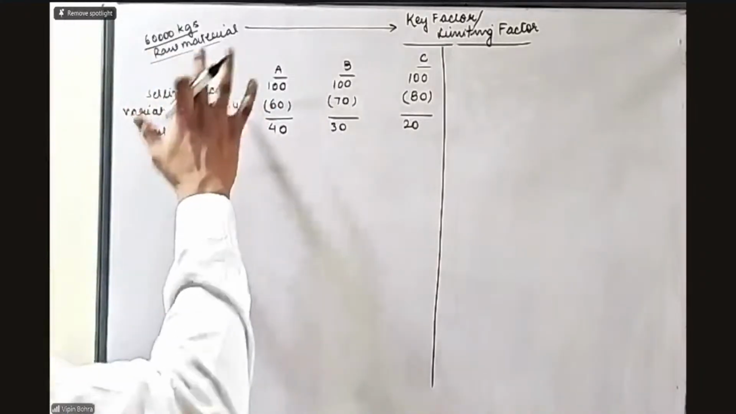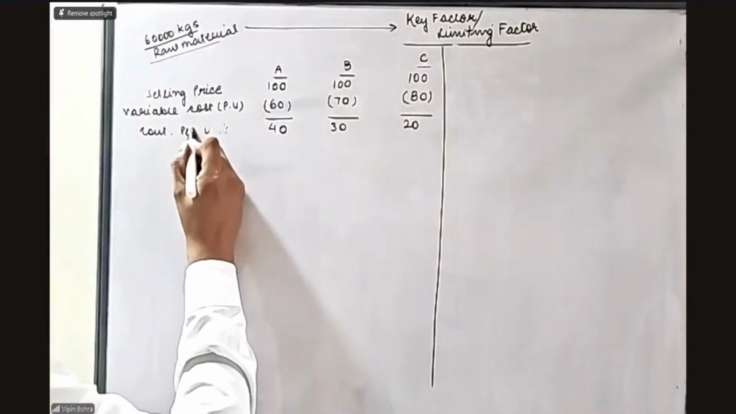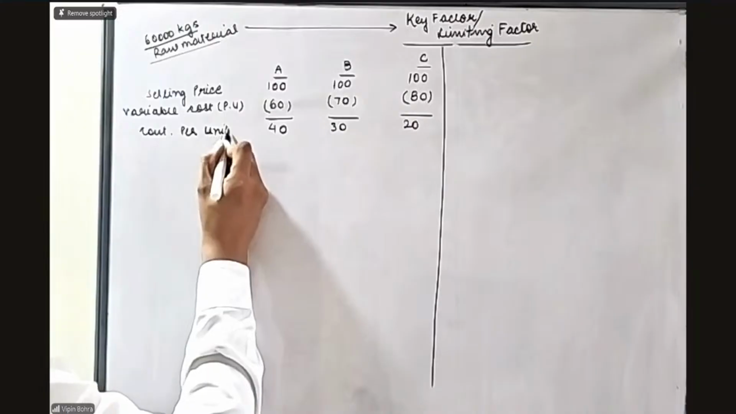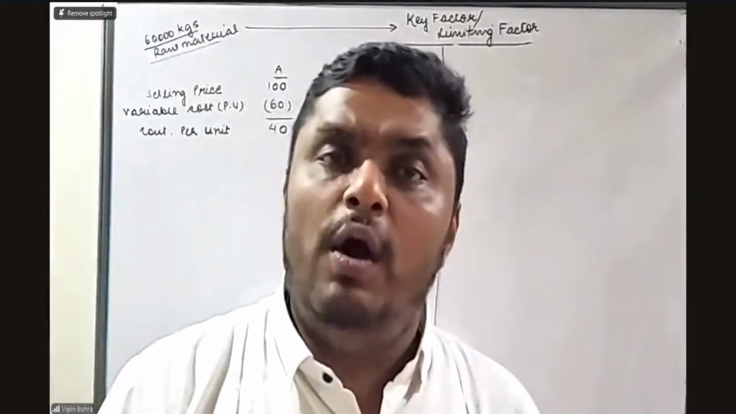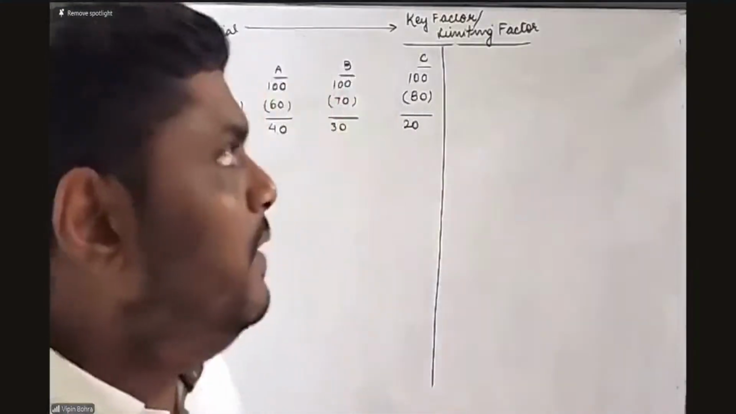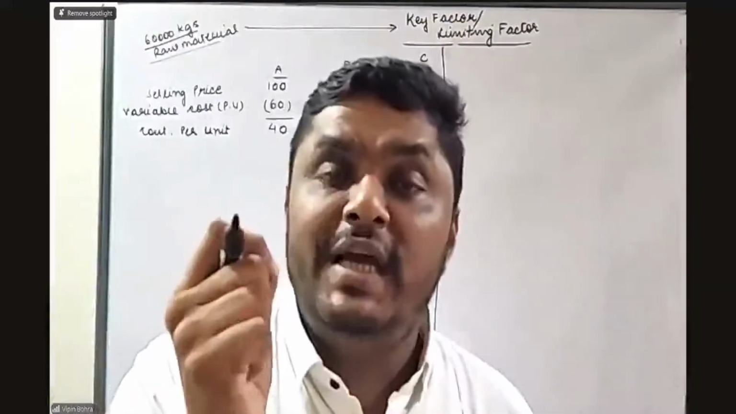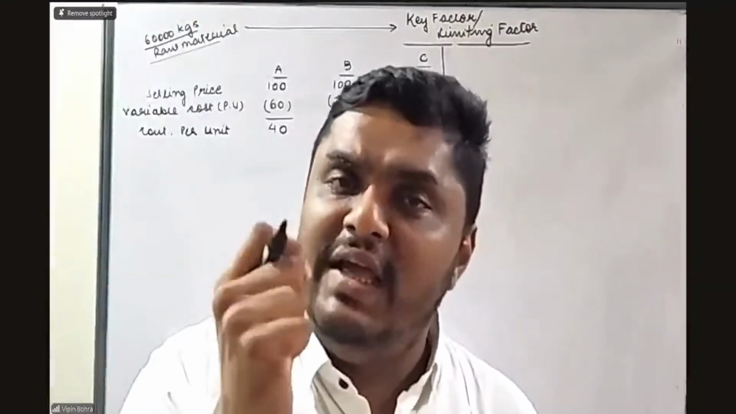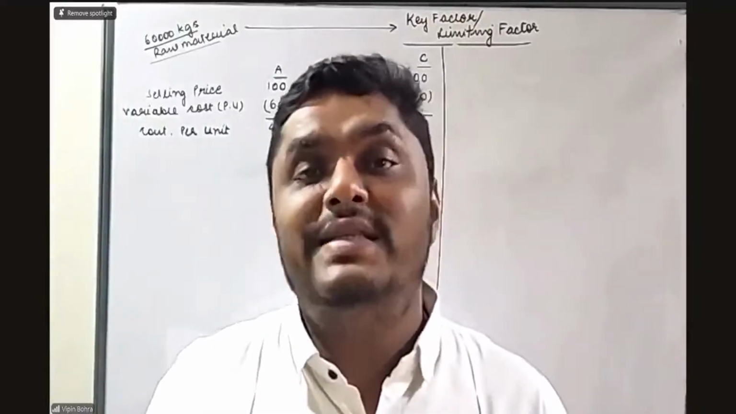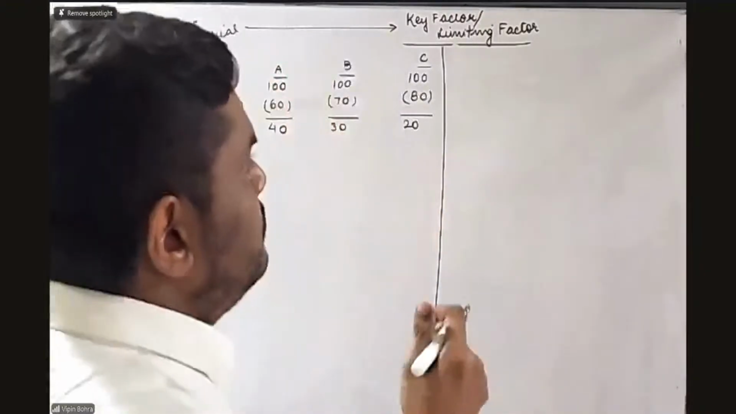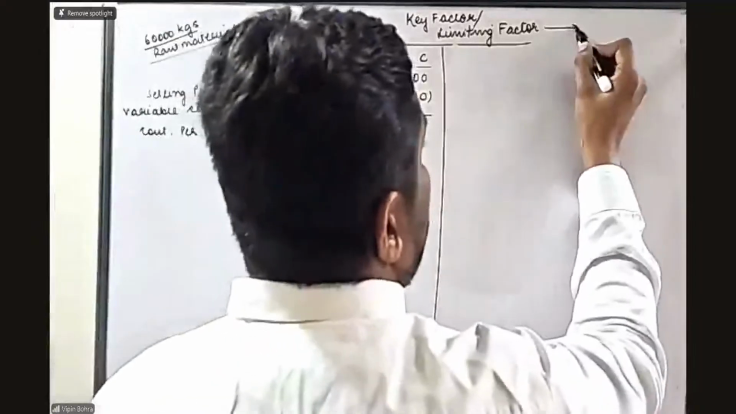So herein, in this case, the key factor or limiting factor is what? My raw material. Now, what will be my object? My object will be to utilize each and every kg of raw material in such a way so that I can get the maximum profit. So I'm writing this for your reference also.